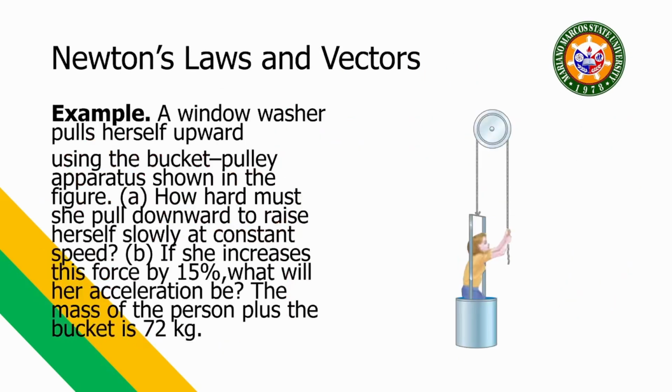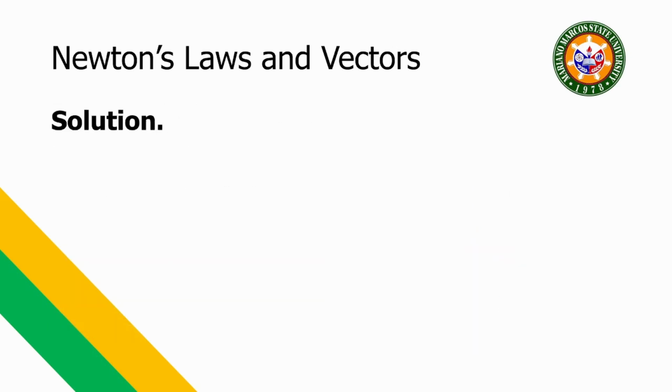So next, we have here a window washer pulls herself upward using the bucket pulley apparatus shown in the figure. How hard must she pull downward to raise herself slowly at a constant speed? If she increases this force by 15%, what will be her acceleration? So the mass of the person plus the bucket is 72 kilograms. So let us try to solve this.